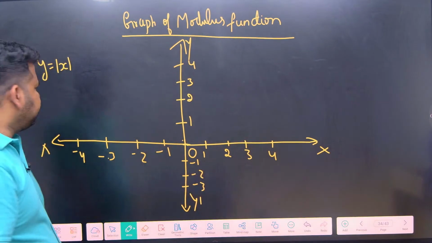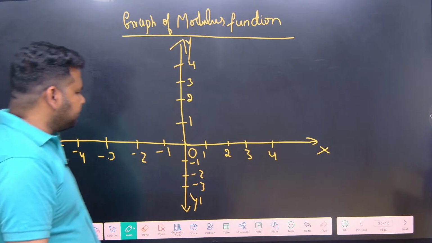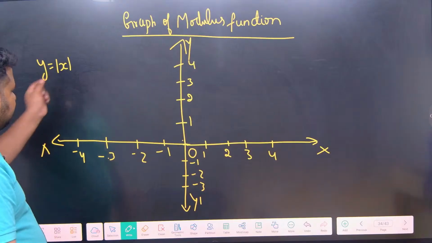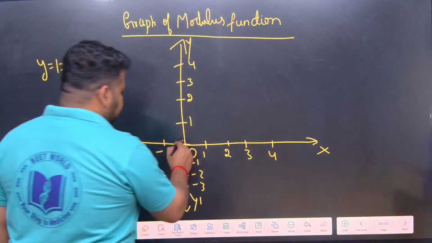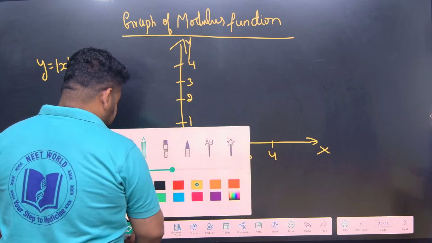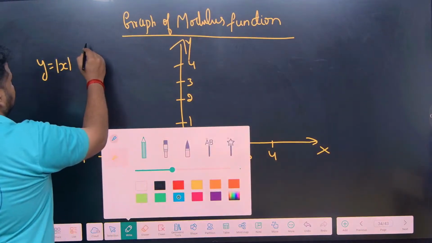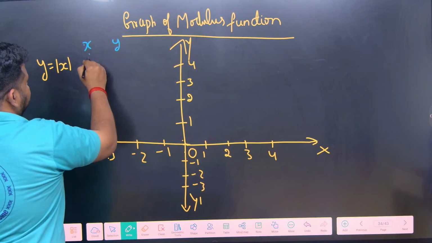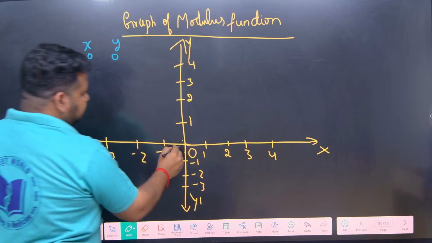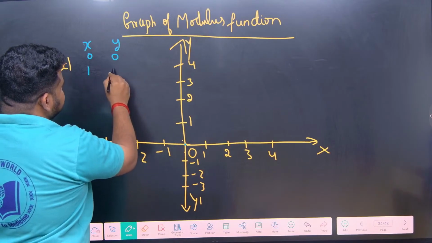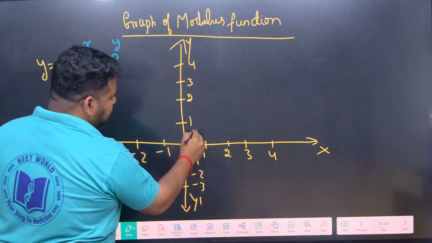Now when you talk about a modulus function, if I put the value of x as plus 1, I will get 1 itself. So 0 means I will get 0 comma 0 only, so this will be the point. If I put x is equal to 0, y I will get as 0 only. If I put x is equal to 1, y I will get as plus 1 only.